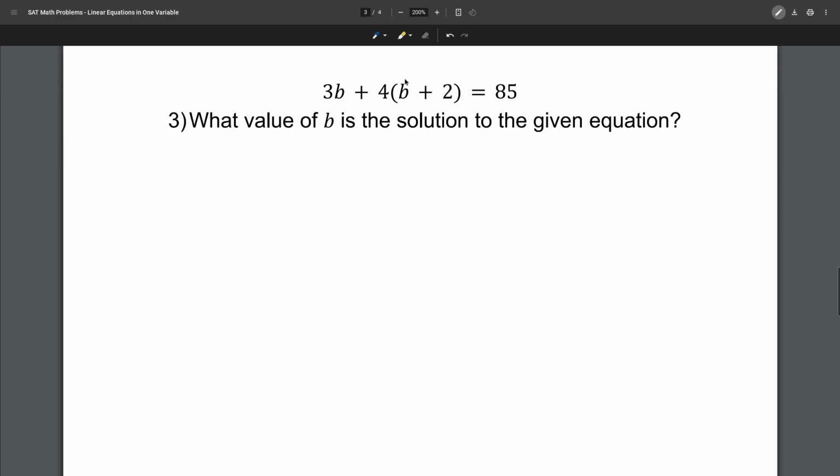In the third problem here, we have 3b plus 4 times the quantity b plus 2, and that equals 85. Now we have to use the distributive property because the 4 is being multiplied by this entire quantity here. So we have 3b, plus 4 times b, which is 4b, plus 4 times 2, which is 8, because we're multiplying 4 by both b and 2, using the distributive property. That equals 85.